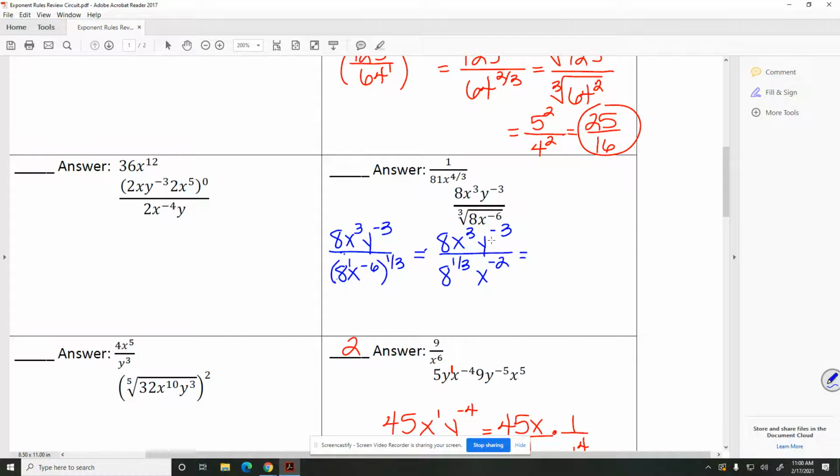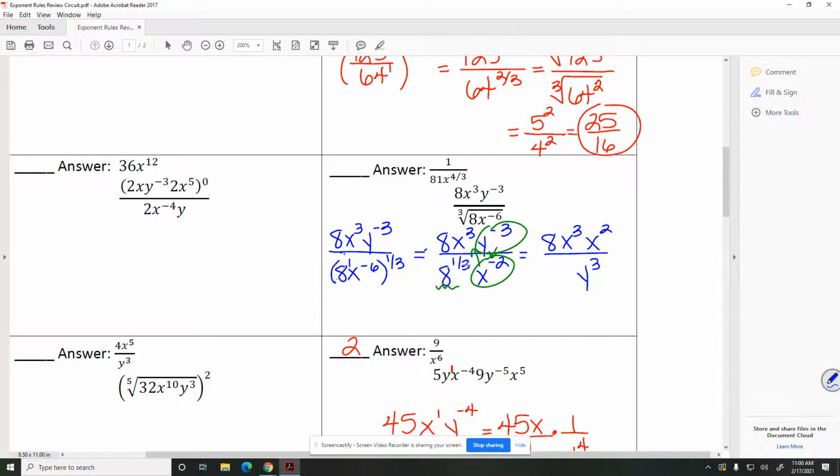Okay? I think the next thing that I would like to do is I'm going to do two things at once. I'm going to simplify 8 to the 1/3 power, but I'm also going to move these negative exponent terms. Remember, they have to switch and go to the opposite side. So this y will go down and the x will come up. So I have 8x to the 3rd already on the top. Now I also have an x squared up there. The bottom now has a y to the 3rd.